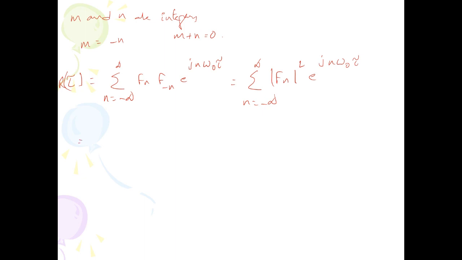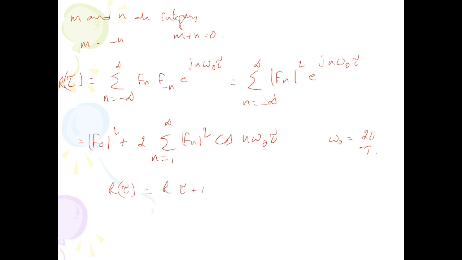So this is equal to f_0 square plus twice the summation of mod f_n square, n is equal to 1 to infinity, cos n omega naught tau, where omega naught is equal to 2 pi by capital T. The above expression is periodic with period T. Hence, a periodic function has a periodic autocorrelation function with the same period. So R of tau is equal to R of tau plus capital T.